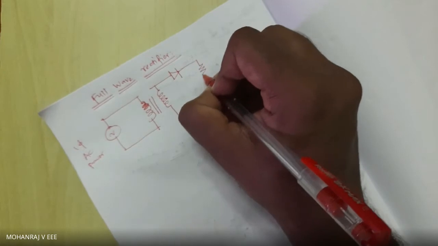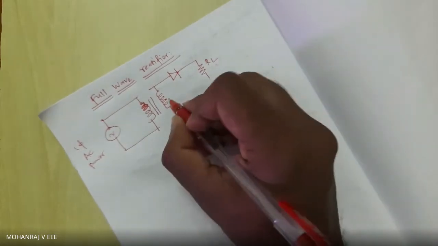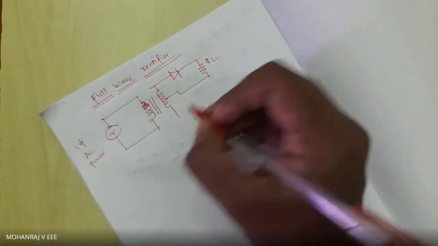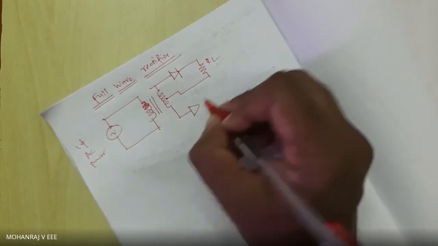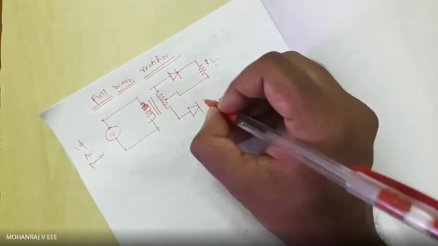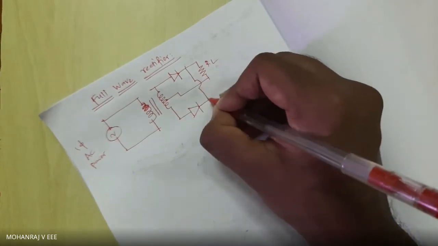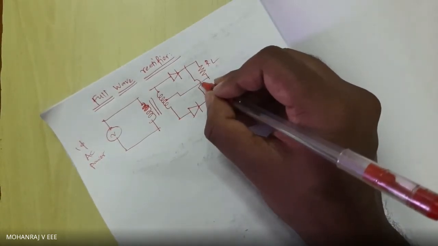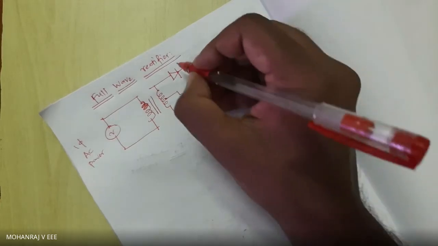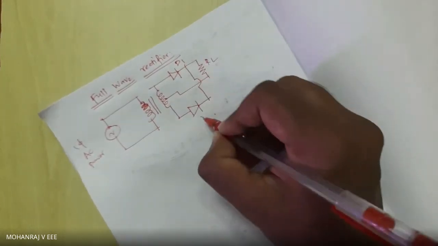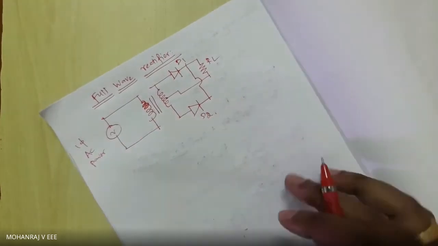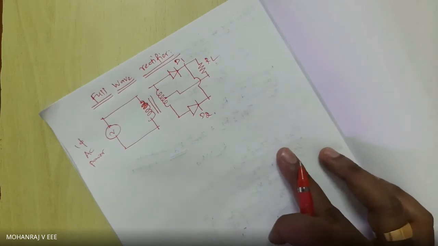So here is my load RL, and I will have one more diode here. This symbol states there is no connection. So this is my diode 1 and this is my diode 2. So I have two diodes in my full wave rectifier. This is the circuit. Now what happens in full wave rectifier?